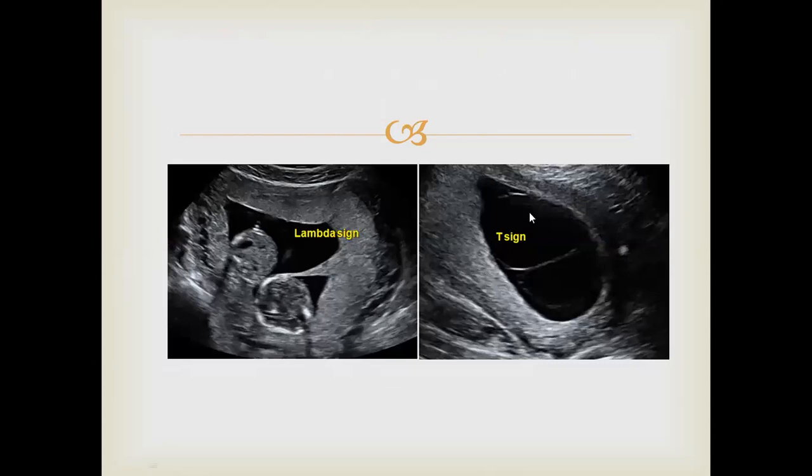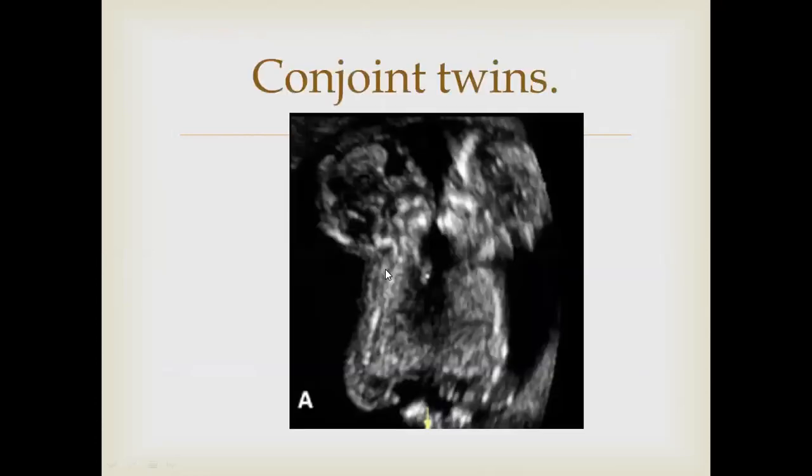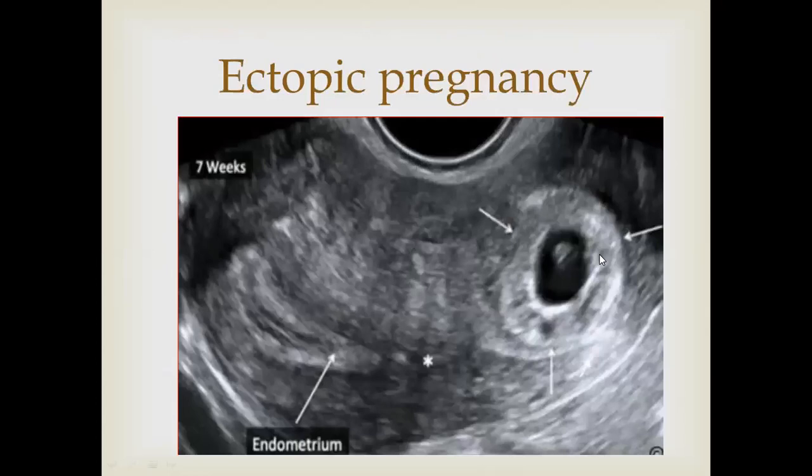Here is another picture showing the T sign like this, and there is a more obvious lambda sign or parrot beak sign, a placental tissue bridge between the two membranes or between the two sacs. This is a picture of conjoined twins, diagnosed easily in the first trimester rather than in the second or third trimester. This is a picture of an ectopic pregnancy.